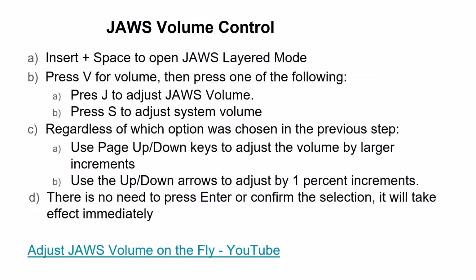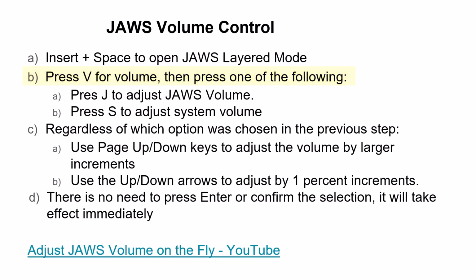We did cover volume in session 1 of this series, but I did want to come back to it and talk about the JAWS volume control. Insert plus space will open that JAWS layered mode. You'll hear it say bonk or a small sound to indicate the layered mode is active. Press V to indicate you want to change the volume.